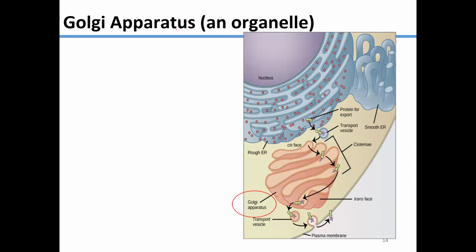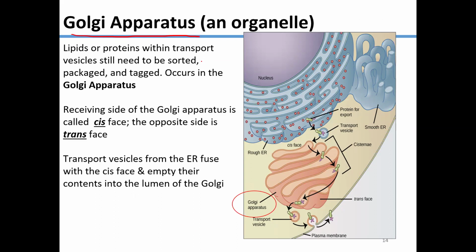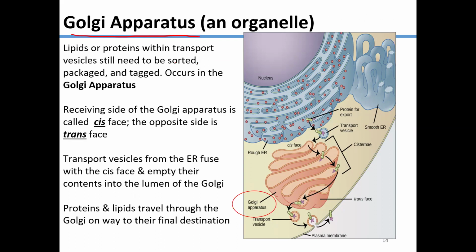Our next organelle is going to be the Golgi apparatus. So when it comes to the Golgi apparatus, it's going to be pretty important because lipids or proteins within the transport vesicles still need to be sorted. So in this case, the Golgi apparatus is going to go ahead and do that. It's going to sort, package, and tag all of them. So this is all happening right here.